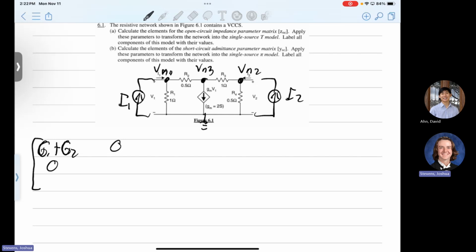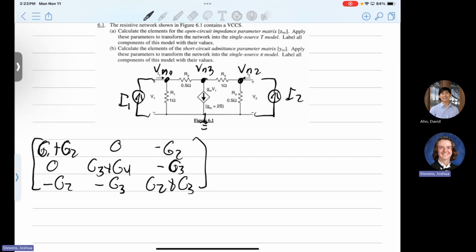That's ground. So we do that, and then the conductance shared between VN3 and VN1 is just G2. Everything going to VN2 is G3 and G4. Between VN2 and VN3 is just G3. And the conductances going into VN3 are G2 plus G3. Do we agree?